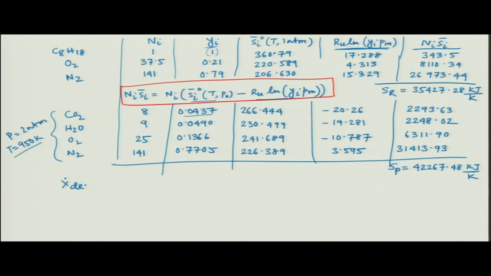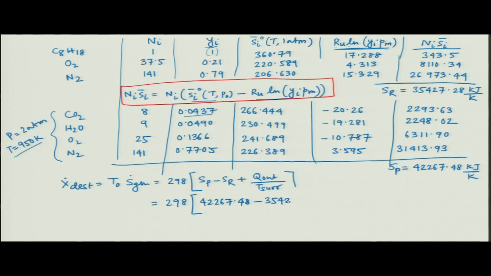So, X dot destruction is basically T naught times S dot generation, where T naught is 298 Kelvin, and S dot generation is nothing but SP minus SR plus Q out divided by the surrounding temperature. So, that is 298 Kelvin, 42,267.48, SR is 35,427.28, Q out is 109,675 kilojoule, and the surrounding temperature is 298 Kelvin. So, this is the value.